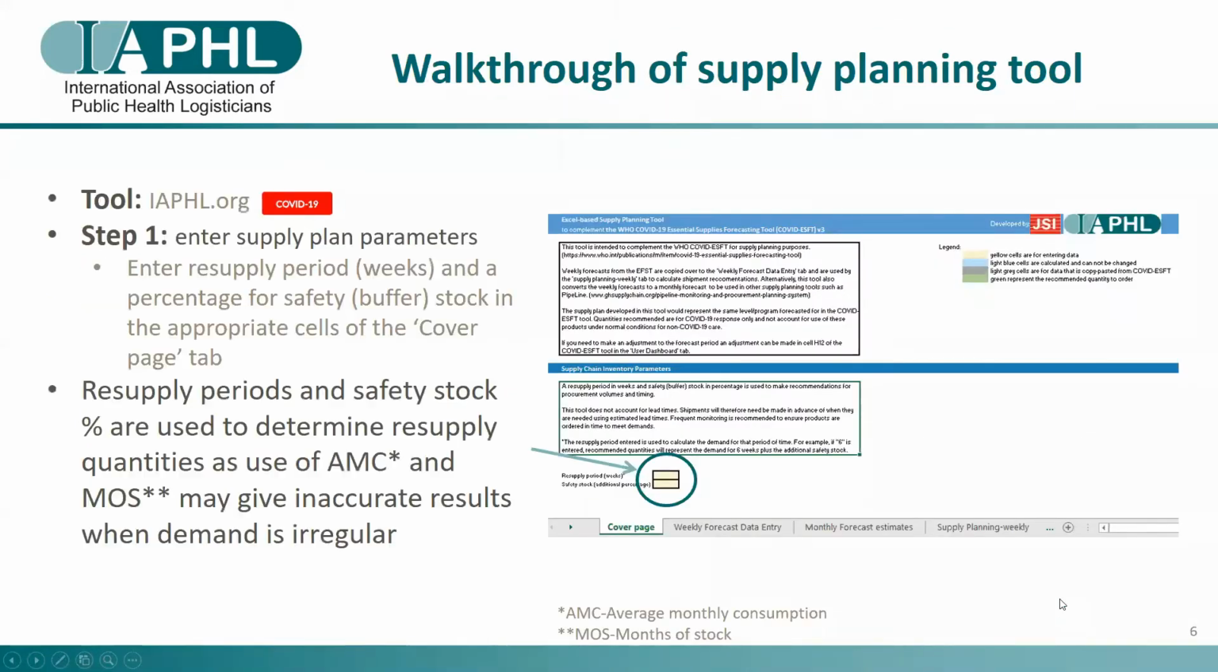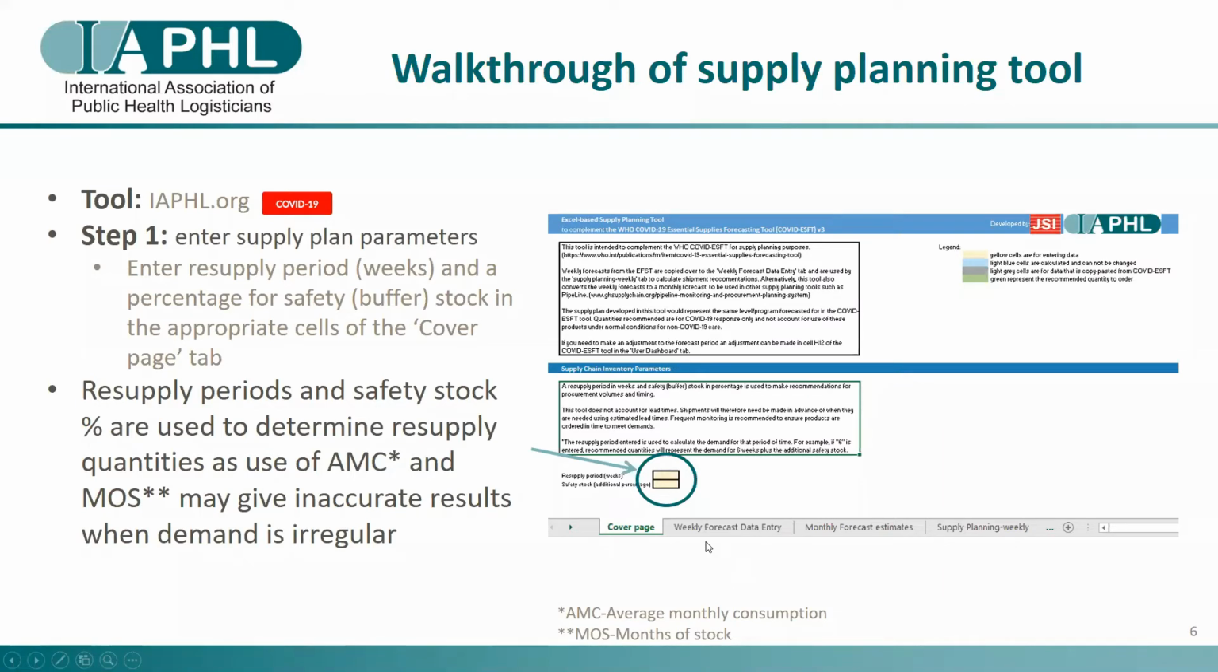Our tool for supply planning can be accessed through the IAPHL.org website. If you go to that website and click on the COVID-19 button, which looks like this, you will be able to find a link to the JSI IAPHL supply planning tool. Once you have downloaded the simple Excel-based supply planning tool, you can read some of the directions, but the first thing that you would need to do is enter your supply plan parameters.